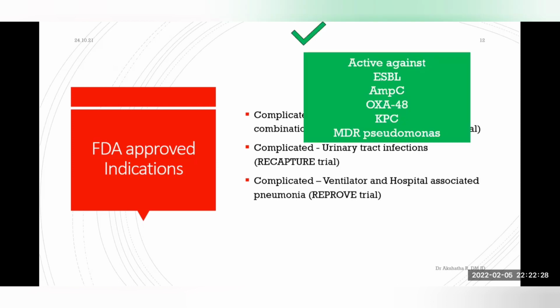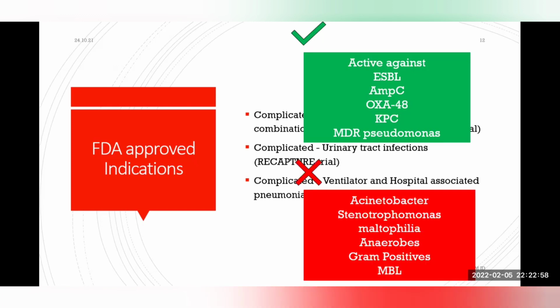So what is this combination active against? This can be effectively used against your ESBL, AmpC, OXA48, your KPCs and MDR Pseudomonas. Basically this combination will act on Enterobacteriaceae like E. coli and Klebsiella, and in those it will act on ESBL, AmpC, and carbapenemases like OXA48 and KPC. As I have mentioned before, it will not have any action on your MBLs. And this combination is intrinsically resistant in Acinetobacter and other non-fermenters like Stenotrophomonas maltophilia.